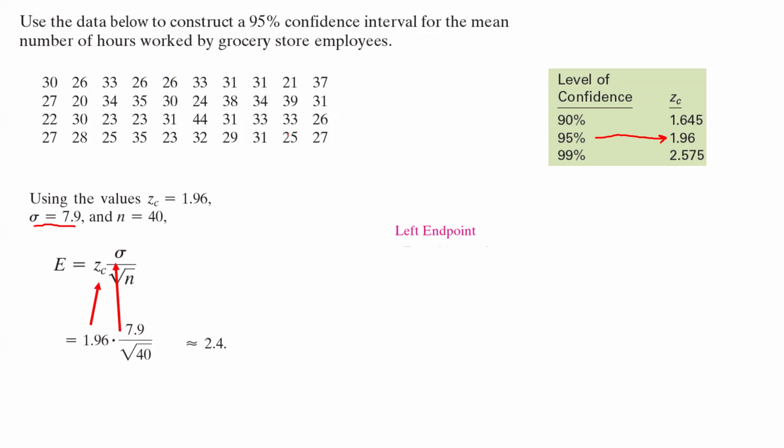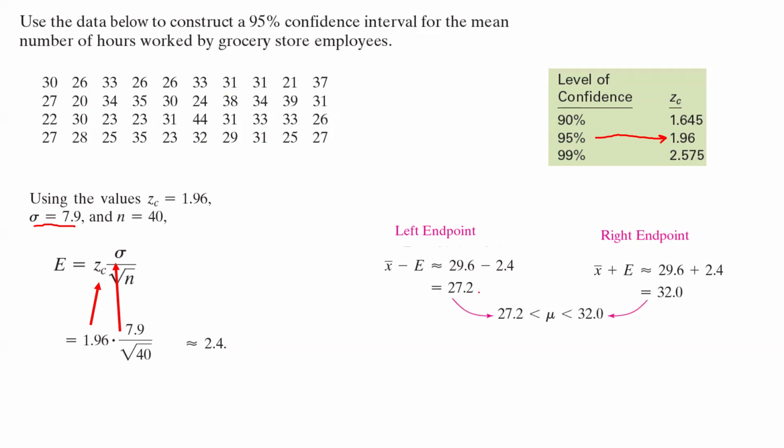Now, what's the left endpoint? The left endpoint is x bar minus E. X bar is the value that we calculated by adding all of these numbers together and dividing by 40. Remember, it was 29.6 minus the margin of error that you just calculated here, which is going to be 27.2 hours. And for the right endpoint, you have x bar plus E, which is 29.6 plus 2.4, which is about 32 hours. So you can say that the population mean, which is mu, is bounded between these two numbers.